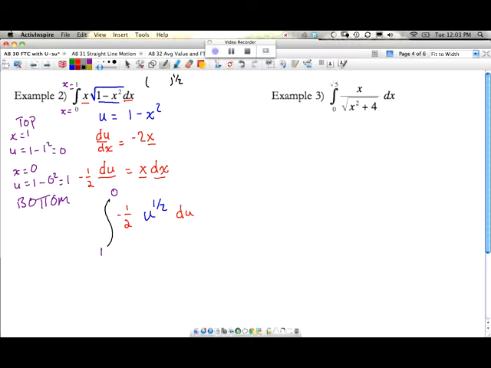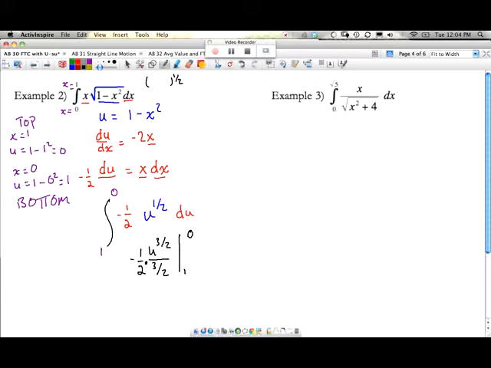So the antiderivative of u to the 1/2, we're going to add 1 to the power. That gives me u to the 3/2, and then over 3/2. And this negative 1/2, it's a constant, so that stays there. Because we could pull it outside of the integral, do the integral, then put it back on. It's a tag along. We're evaluating this from 1 to 0.